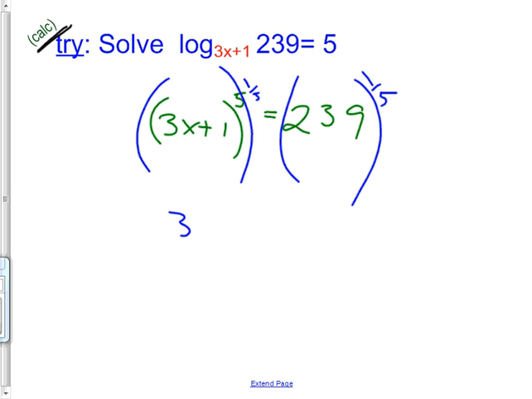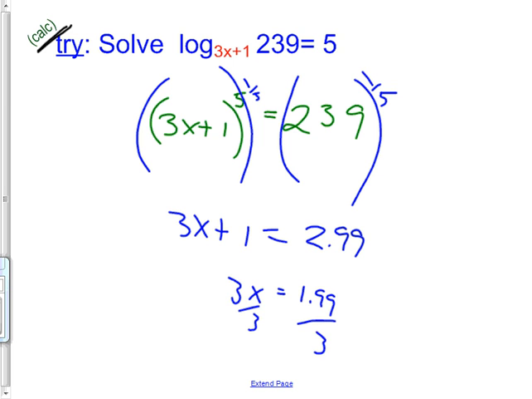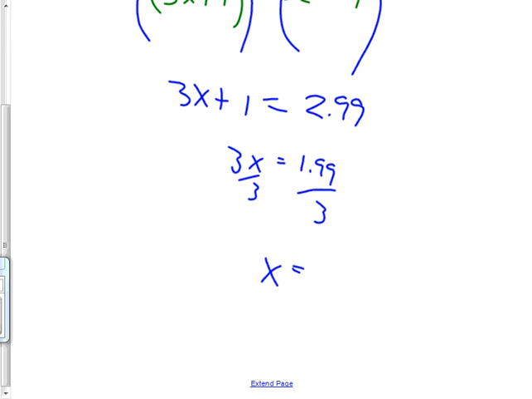So then I go 3x plus 1, and now I need some help. What is 239 to the 1/5? Or you could say 2.99? Anybody verify that? Yeah. All right, thank you. Then I'm going to subtract 1. Effectively, that's about 3. So 3 minus 1 is about 2. So I suppose it's 1.99. 3x equals 1.99. And then I divide by 3, and that's about 2/3, which is about 0.6 repeating. So I'm going to say 0.67. I bet that's about right.